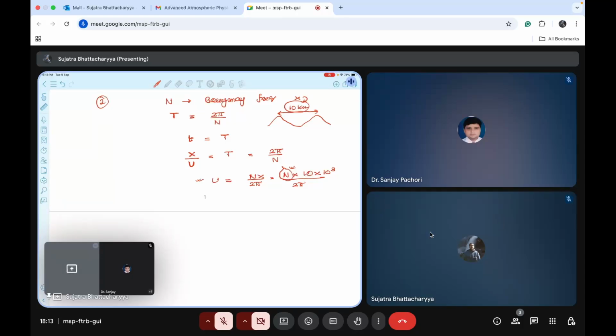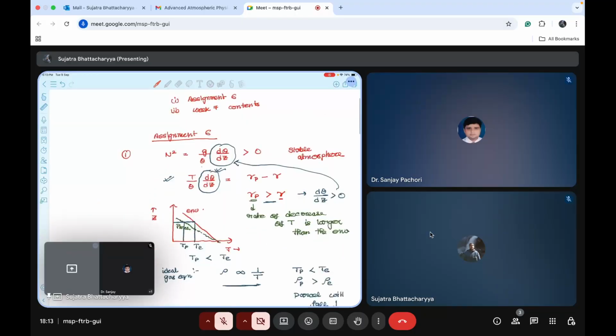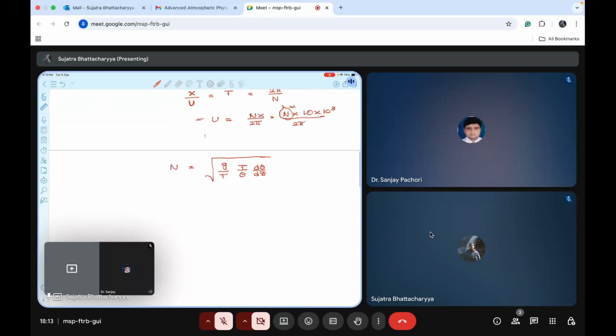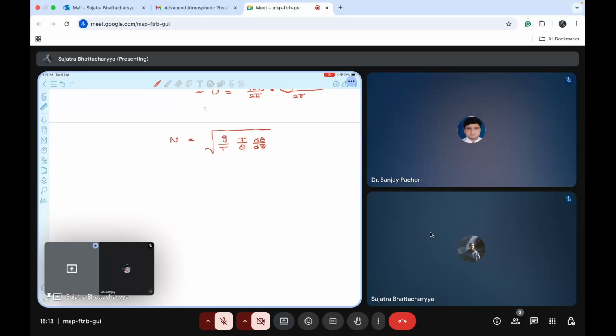So let's see how to find N. We have several formulas for N. One of them is N squared equals g divided by T into T by theta d theta/dz. N's formula is this one, and what I am doing is multiplying by T and dividing by T. So if you cancel T by T, you get back the original. Right? So now, what else can we do?